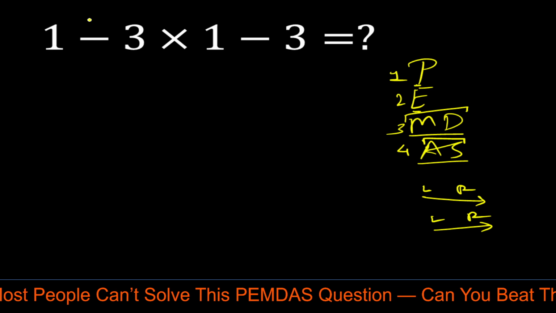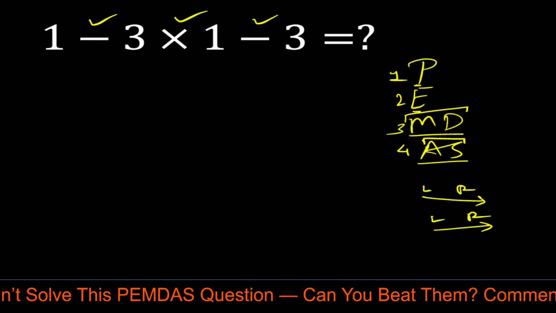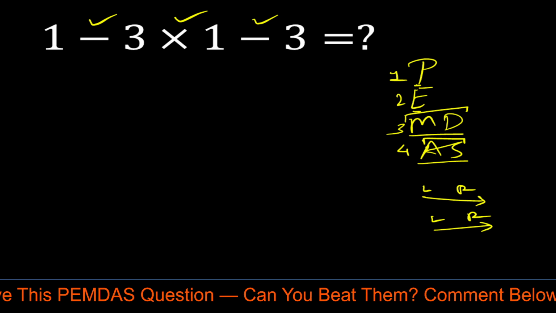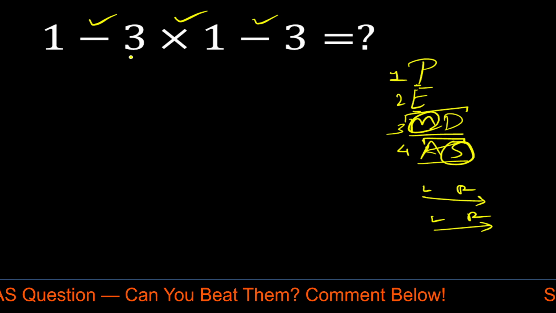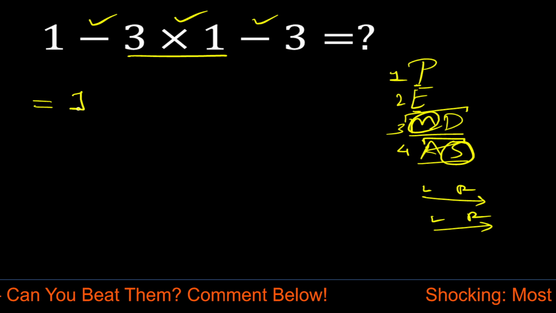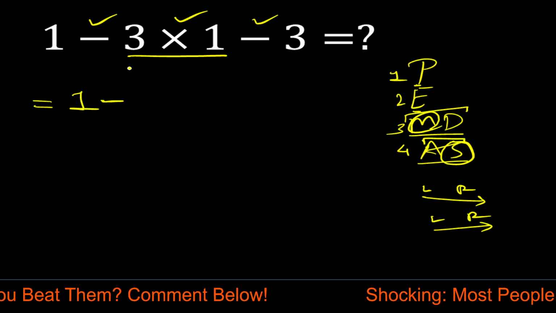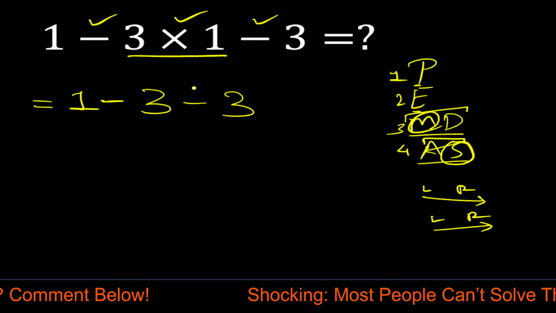So in this question, here we have subtraction, here multiplication, and here subtraction. So according to the PEMDAS rule, first we have to solve multiplication, then we have to solve subtraction, right? So first we have to solve this multiplication. So now 1 minus, now solve this multiplication, 3 times 1 is equal to 3 minus 3.